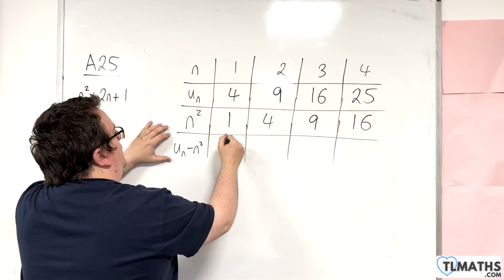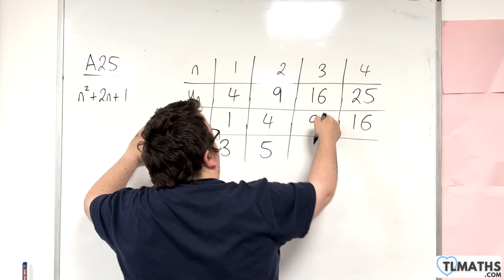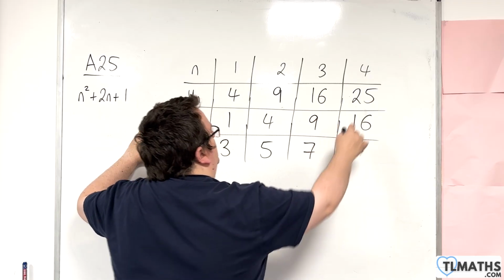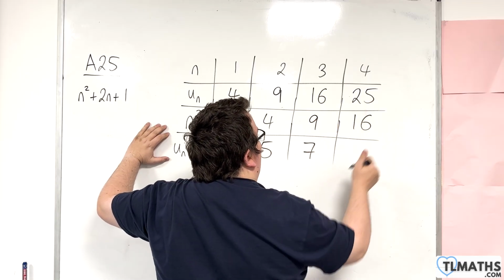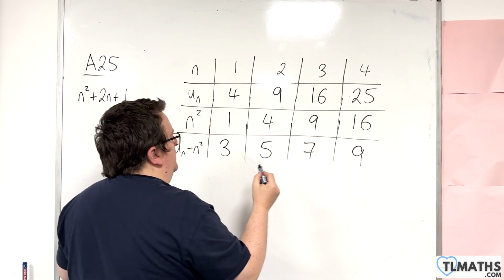4 take away 1 is 3. 9 take away 4 is 5. 16 take away 9 is 7. 25 take away 16 is 9. So we have 3, 5, 7, 9.